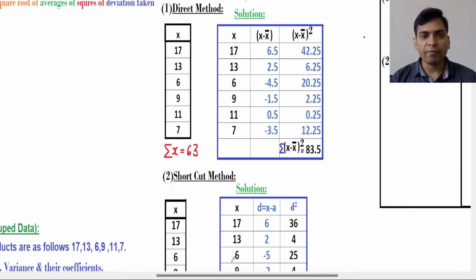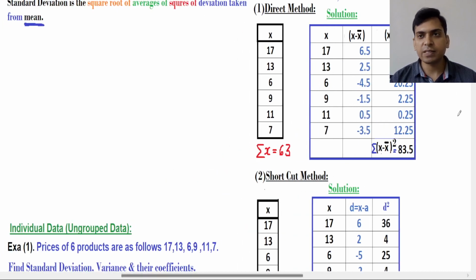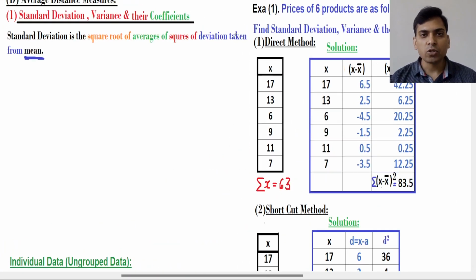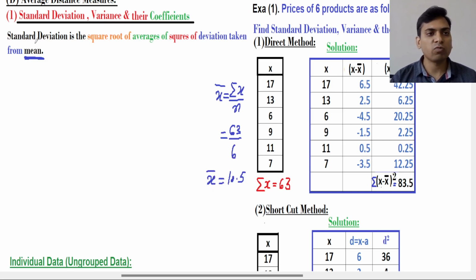So we have this data set and this is the summation. The mean of this data is summation x upon n. So x bar equals summation x divided by n. In this case x bar equals summation x, which is 63, divided by the number of terms. 6 terms are there. So this equals 10.5. This is x bar. So always we will start with this x bar, the mean.